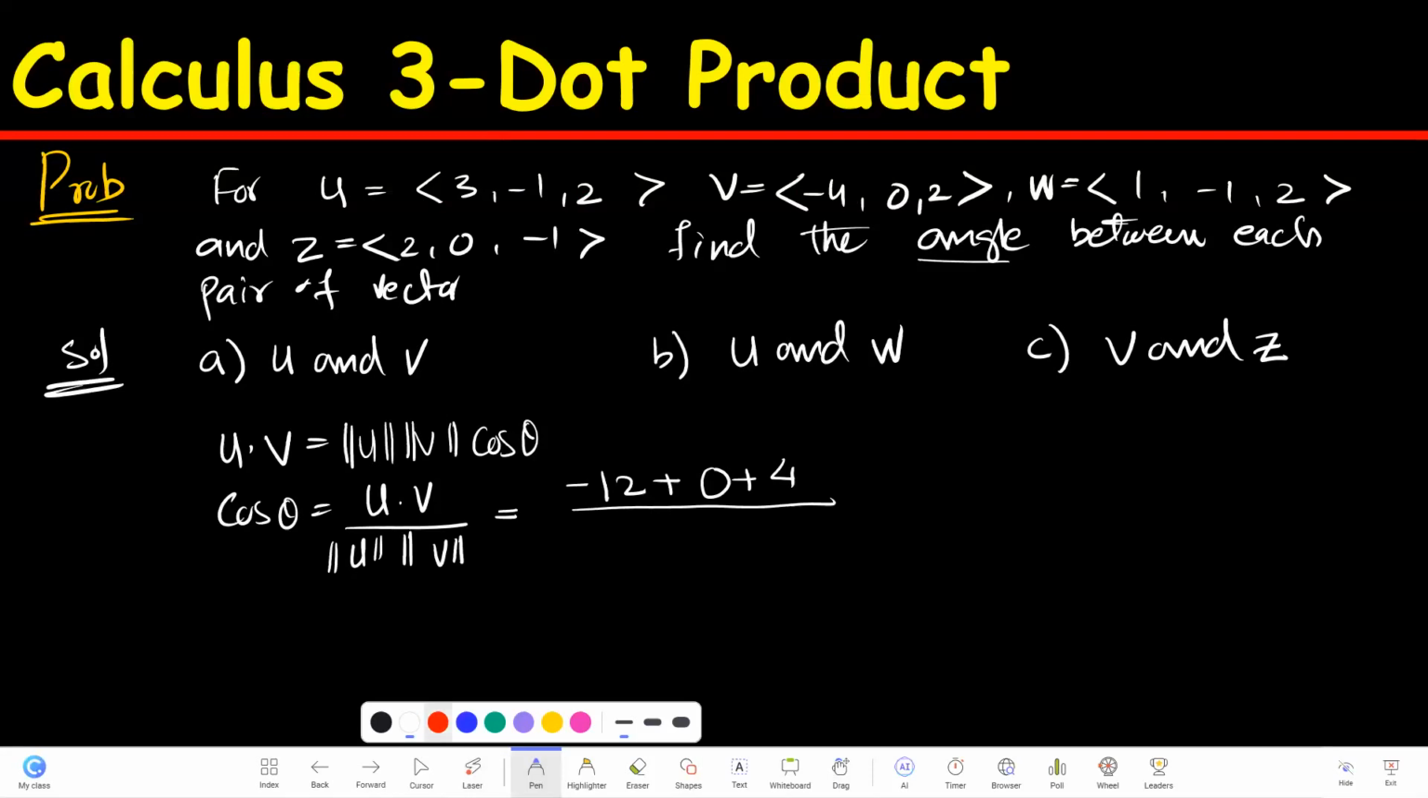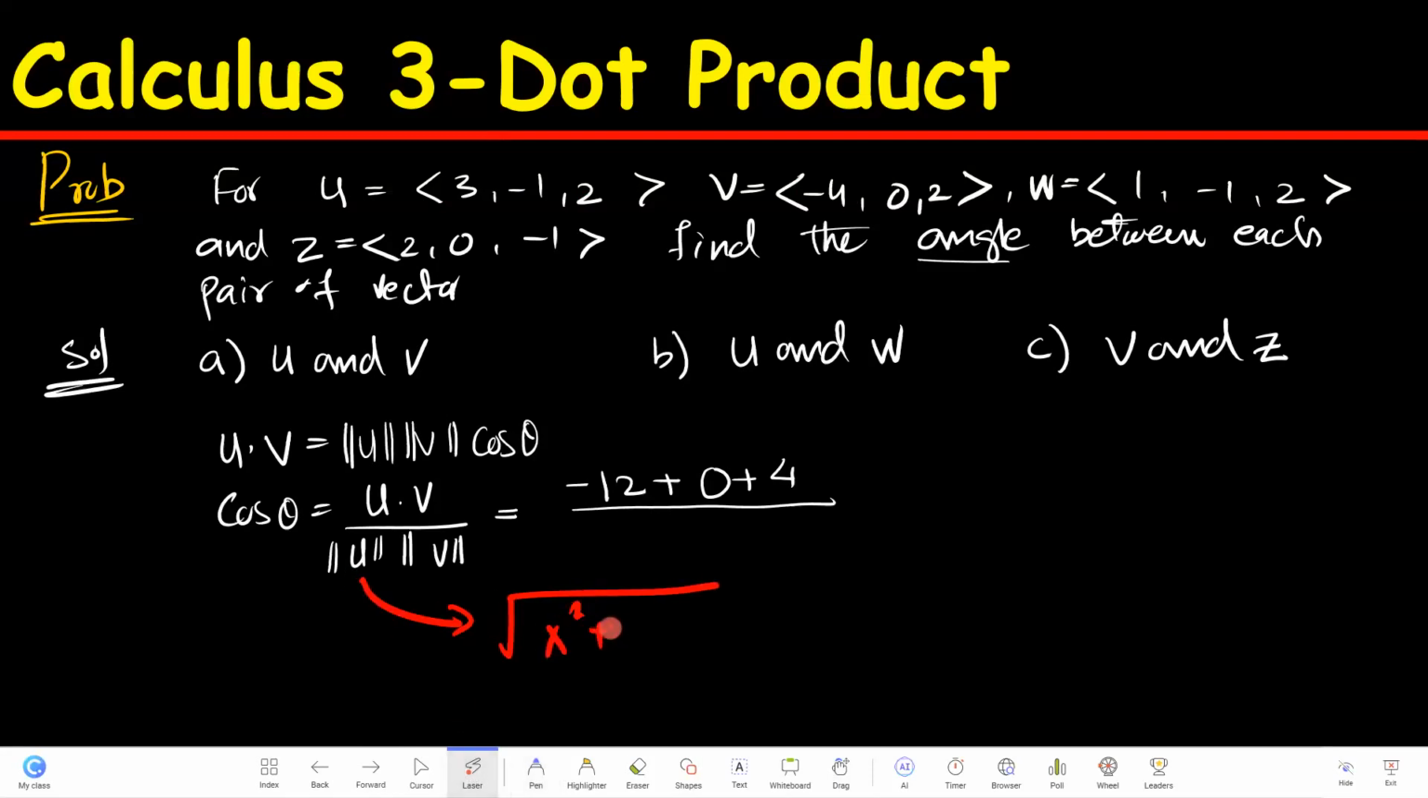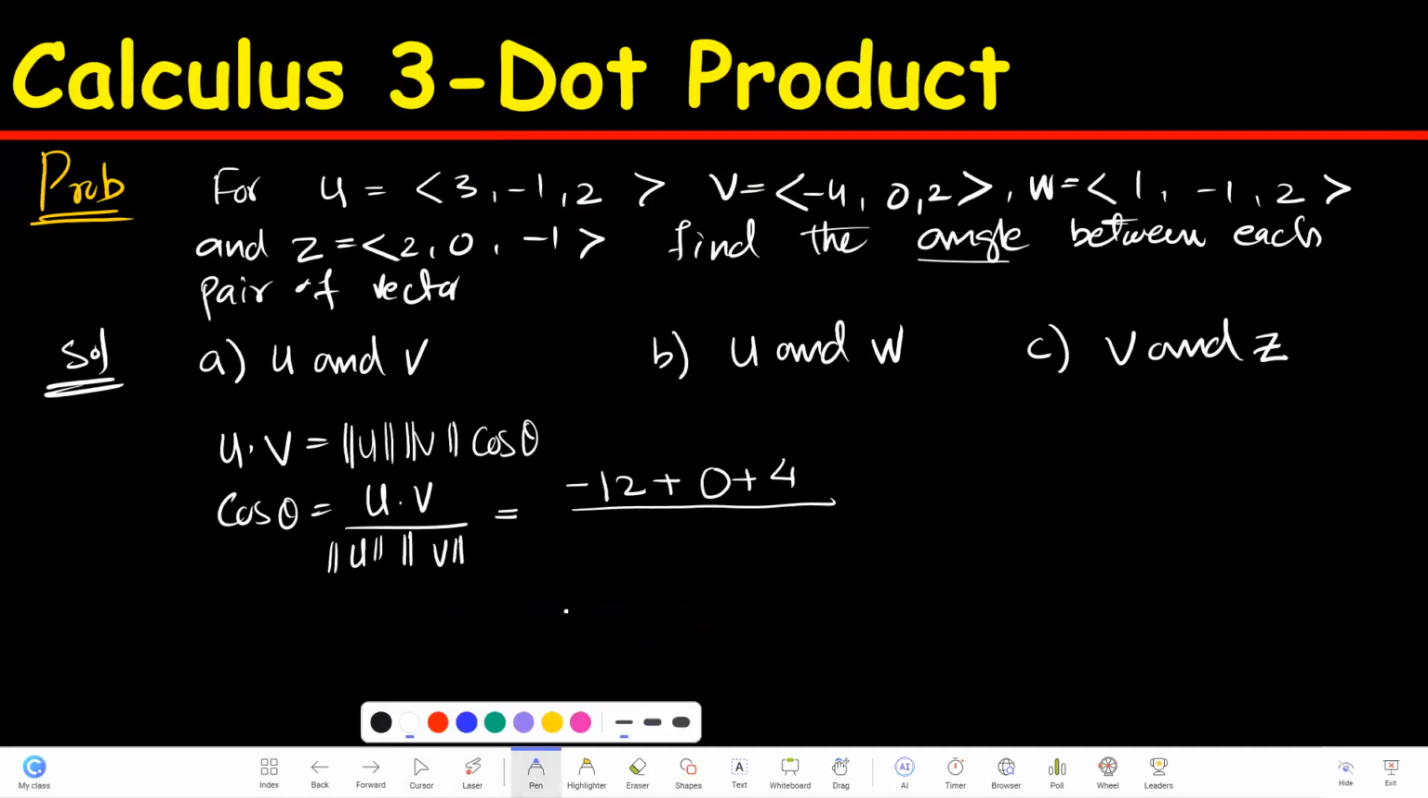The magnitude of u, you already know, the magnitude of u is equal to the square root of x squared plus y squared plus z squared. These are the three components. So what are you going to do? We're going to do the same thing here. So I'm going to say u squared is 9 plus 1 plus 4, right? 9 plus 1 plus 4, and the v is 16 plus 0 plus 4.